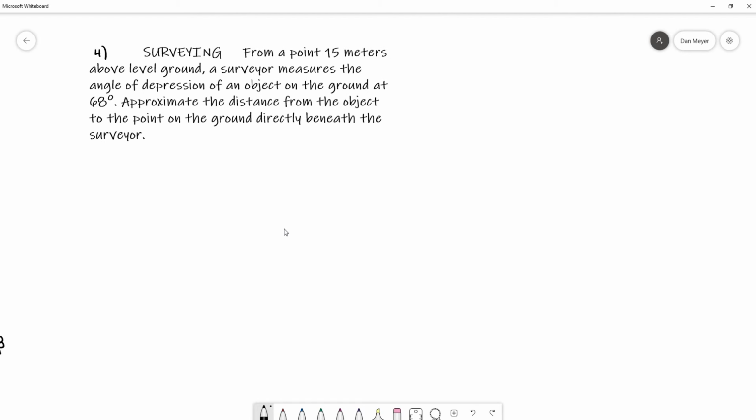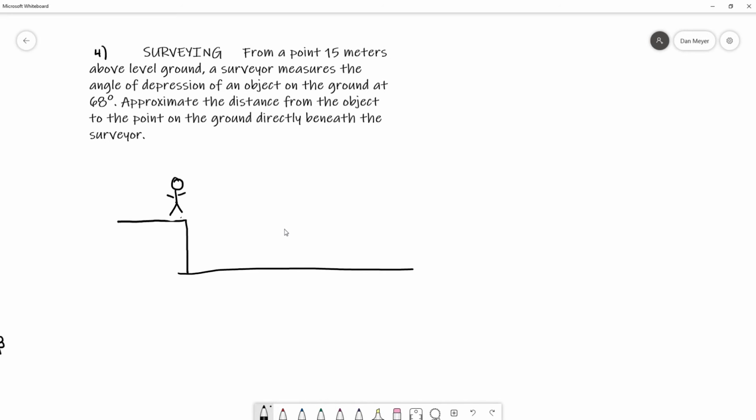Okay, so the idea here is we have level ground. And then I guess there's a cliff. There's a cliff with a surveyor. I can draw a better man than that. Oh, God. We got a surveyor up here. That's better.